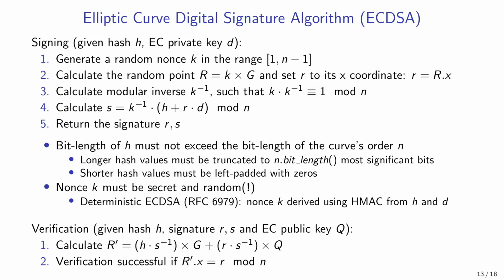So why should this verification work? By simplifying this equation, we can indeed see that the x-coordinate of this point will be equal to R, because this equation is equal to K times generator G.